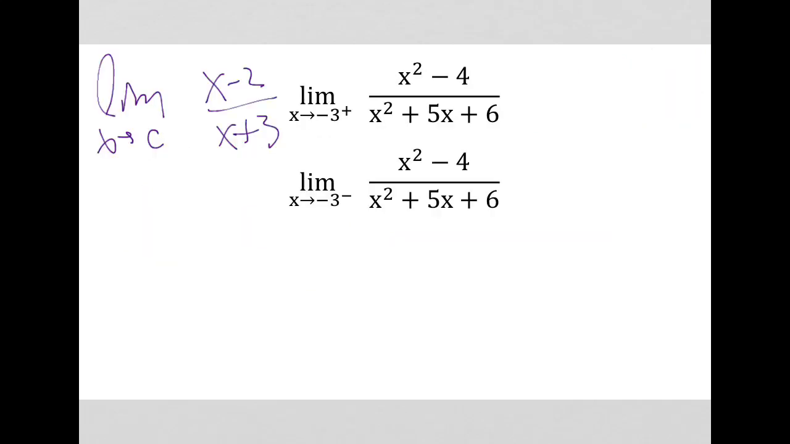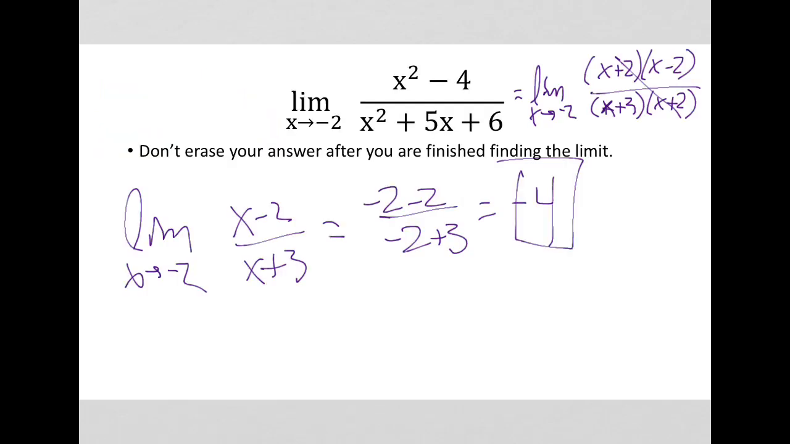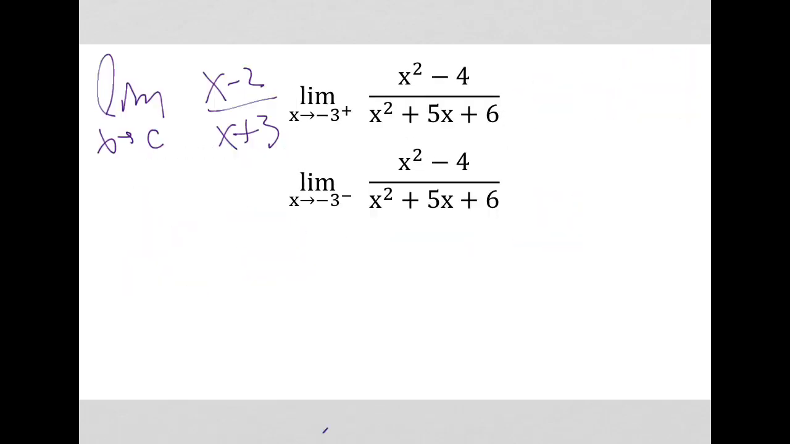So now let's look at this similar limit. Same function, so I'm going to keep my factorization from the previous page. All I did was copy and paste it right there. But this time, notice we're looking at the limit at negative 3. But let's think about that function. What happens at negative 3? Well, I'm going to get a vertical asymptote.